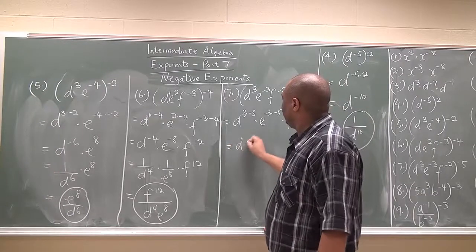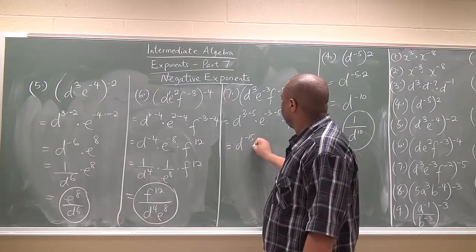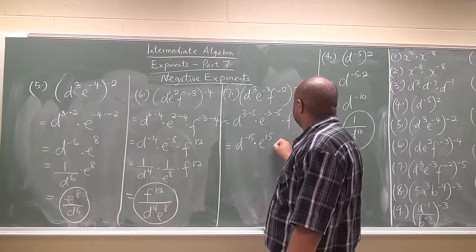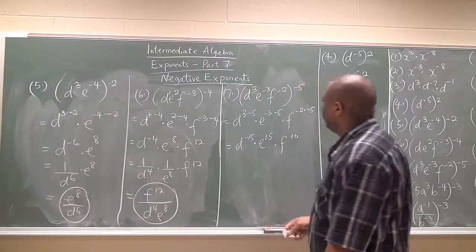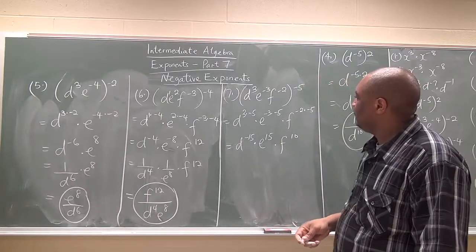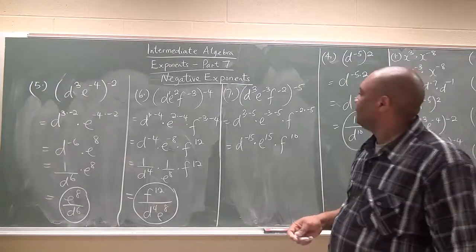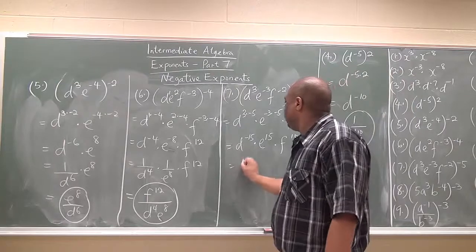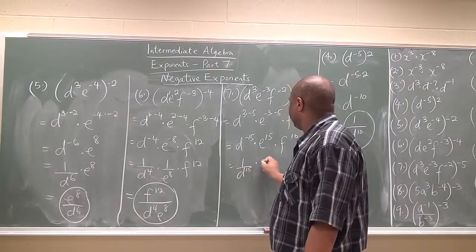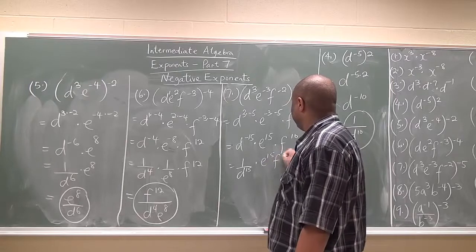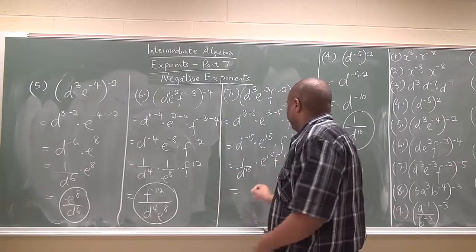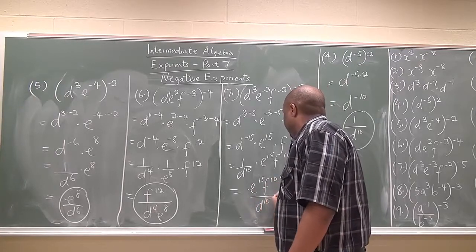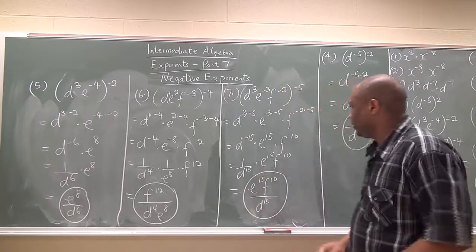So this will be d to the negative 15 times e to the 15 times f to the 10. Okay, 3 times negative 5 is negative 15. Negative 3 times negative 5 is 15. Negative 2 times negative 5 is 10. So this will now be 1 over d to the 15 times e to the 15 f to the 10. So you now associate: e to the 15, f to the 10, all over d to the 15. Associate.